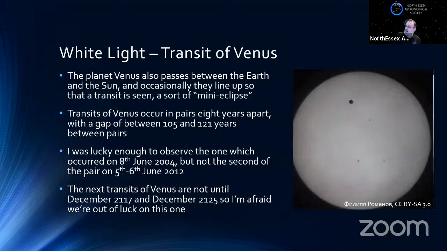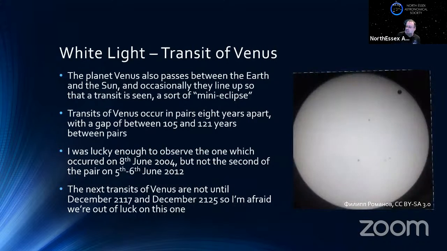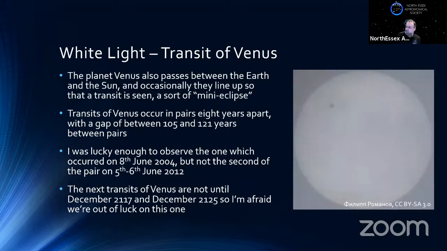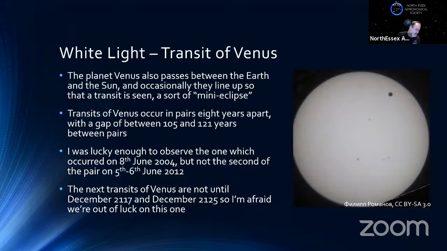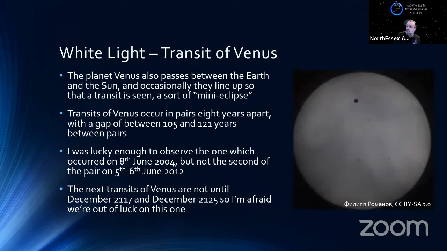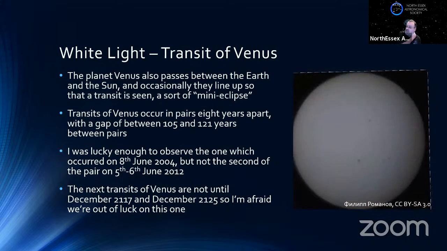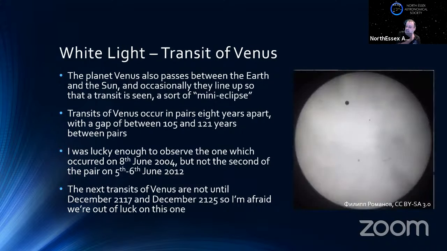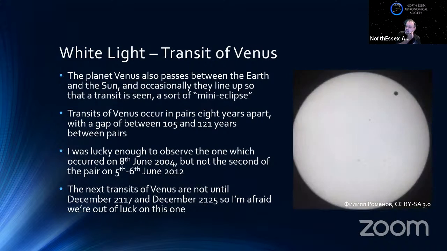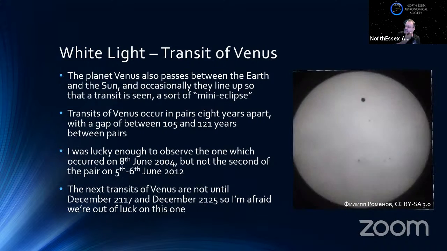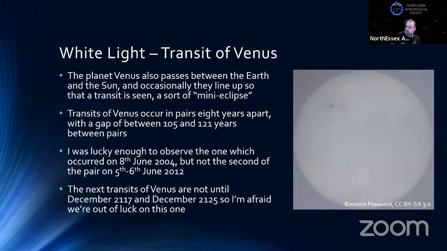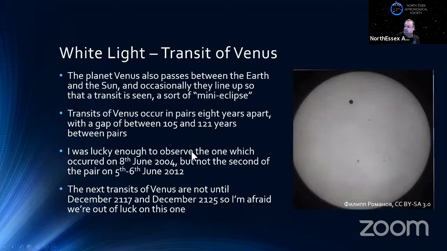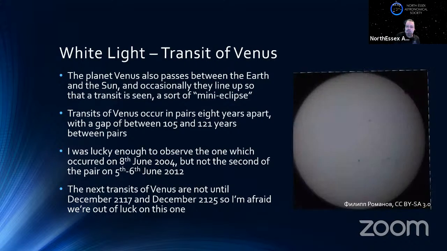Transit of Venus. I think you're a bit out of luck on this one, I'm afraid. The next transit of Venus will not be until December 2117. I don't think most of us will be around then. I was lucky enough to see one on the 8th of June 2004. They come in pairs, and then there was another one on the 5th to 6th of June 2012, kind of overnight, depending on where you were in the world. I didn't see that one, but I was lucky enough to see the one in 2004.